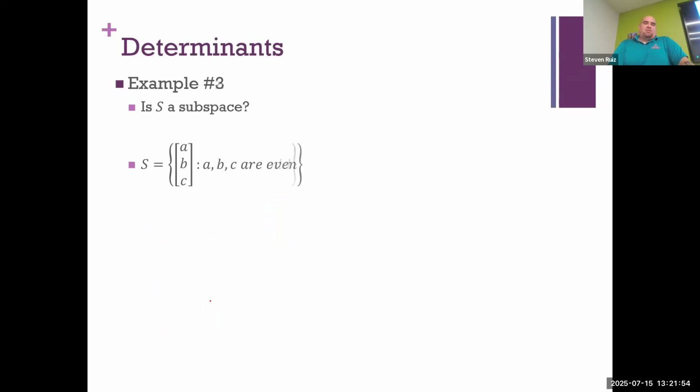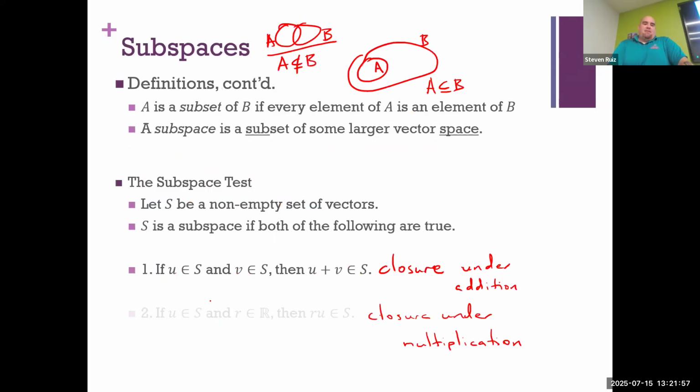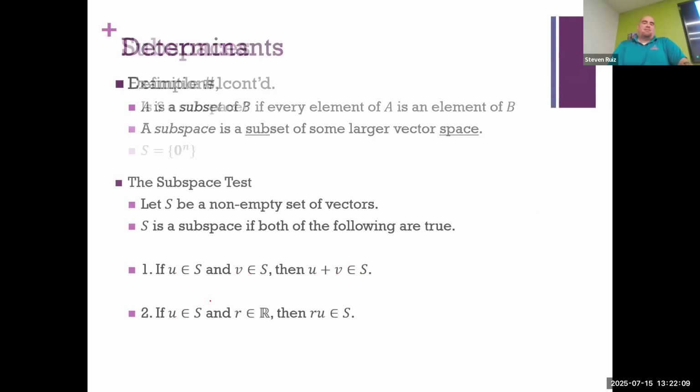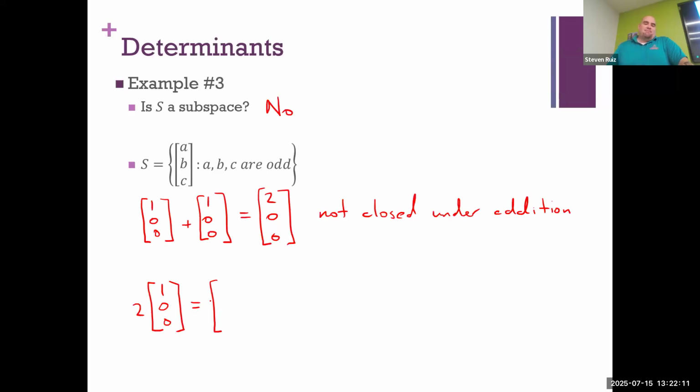Not. So if we look back at the conditions we set, what's my condition on R? It's a real number. I have literally no restrictions on it. So 2 is real. The fact that I can double one of these vectors and get out of S, so not closed under multiplication. So it fails both conditions.